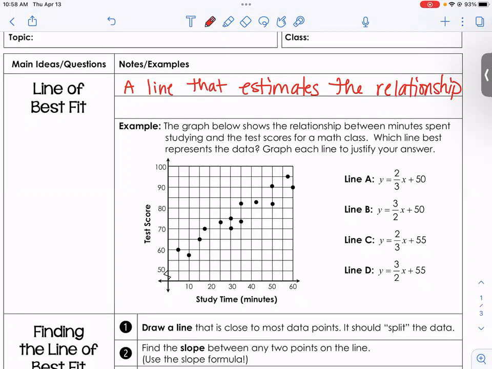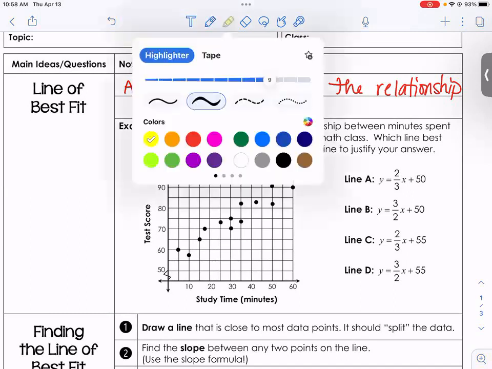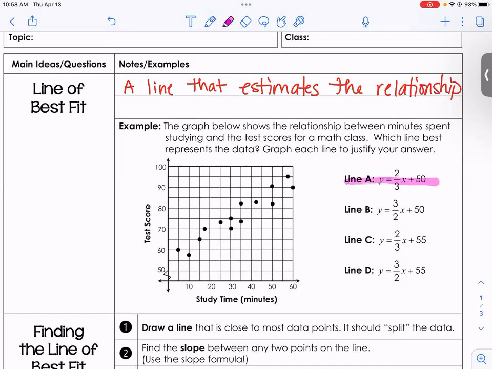All right, so here is a set of data. Bennett, is there a relationship? There is a positive relationship. And what we want to do is graph a line that estimates the data. So before we get into actually doing it ourselves, let's graph these 4 lines and pick which one looks the best. Okay, so in pink, we will graph line A.